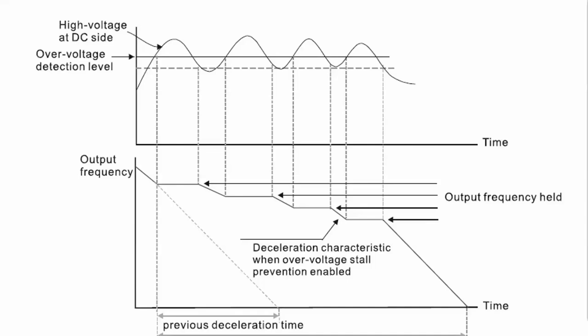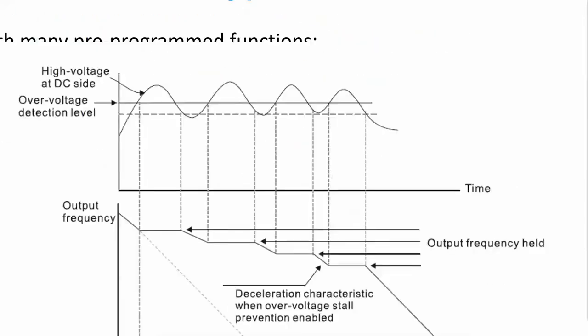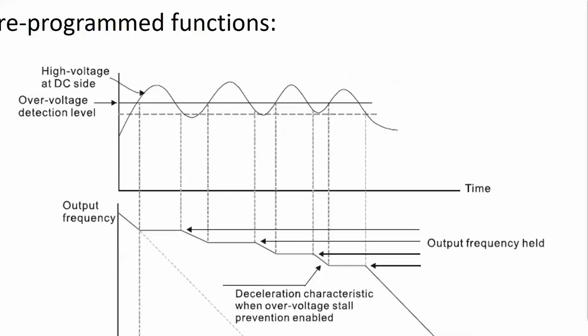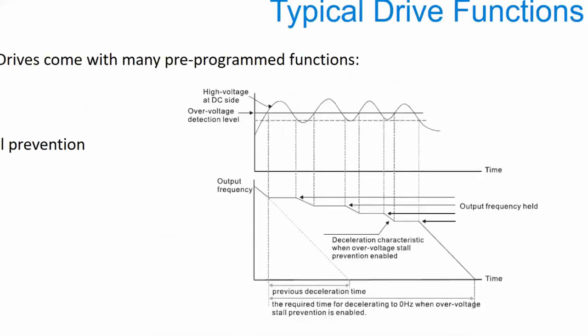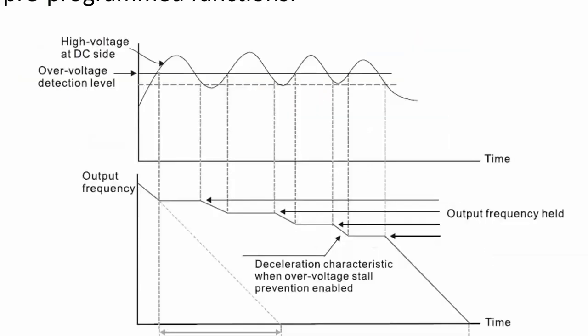So what the drive can do is it can start to decelerate. It can start to lower the output frequency, and then it can detect that the DC bus voltage is rising to a higher level, and then the drive will stop from decelerating. So it will just run a straight line. And then when the DC bus voltage is increasing again, then the drive can again stop from decelerating. So this is called the overvoltage stall prevention.